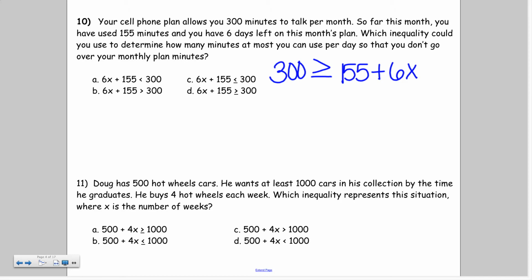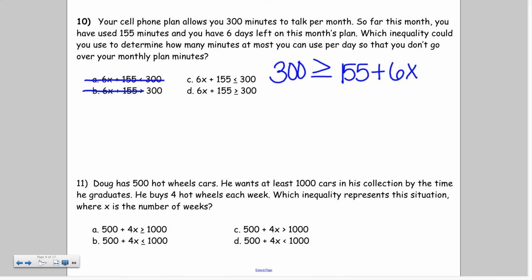All right, so let's see which one matches that. We have 6x plus 155. So that looks good, but it is less than 300. It doesn't have the equal to, so that could not work. All right, B is 6x plus 155 is greater than. Well, we don't want to go over 300 minutes. We want to stay less because we're going to be paying more money if we don't. So we're going to leave it. We can't use that one.